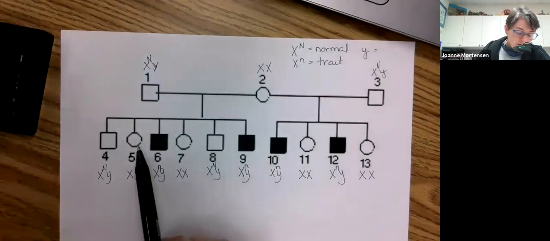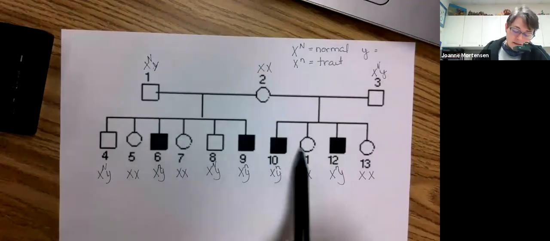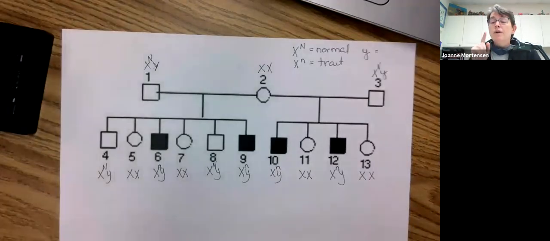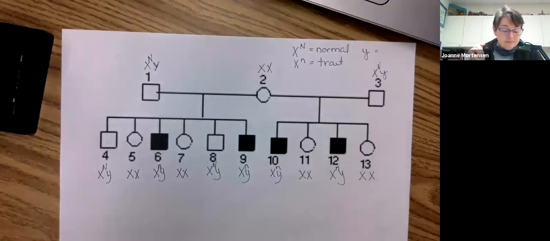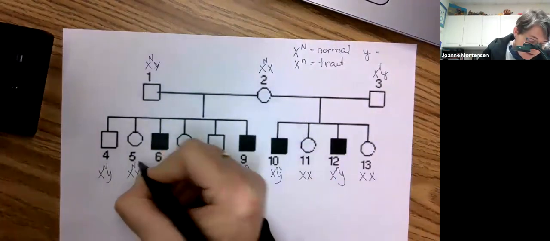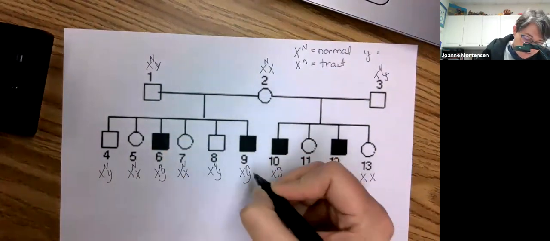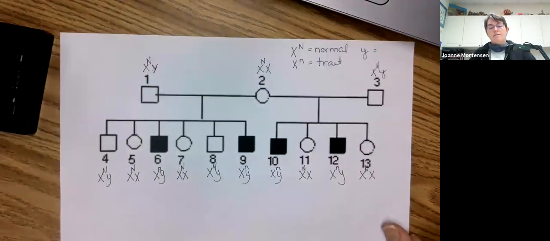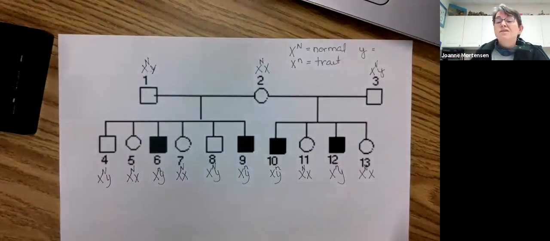All of the females, so mom and the daughters here, are all normal. They don't have the trait, but we don't know if they don't have the trait at all, or they don't have the trait and they're carriers. But we do know they're normal. So every single one of them is going to get one capital N because they are normal. They are not showing the trait. So then it's just that second gene that we have to figure out.